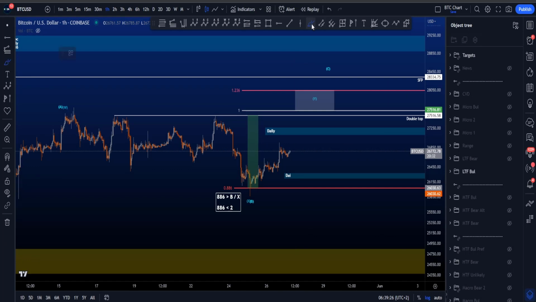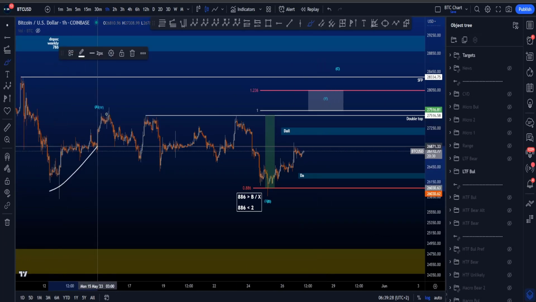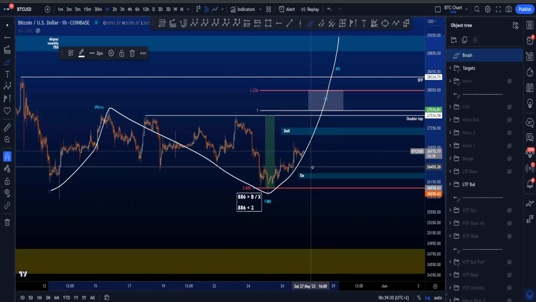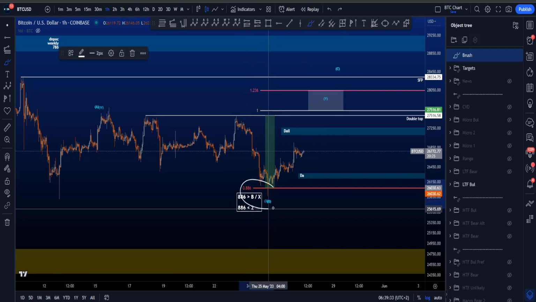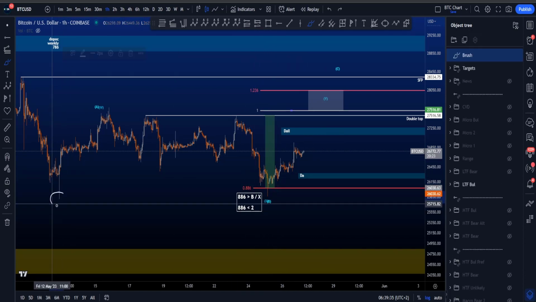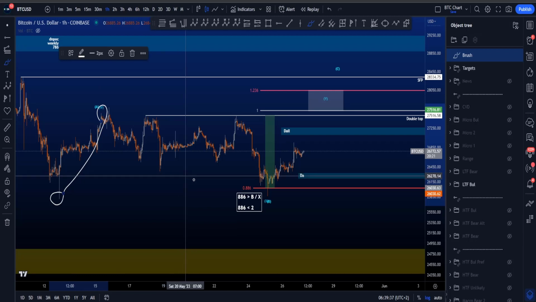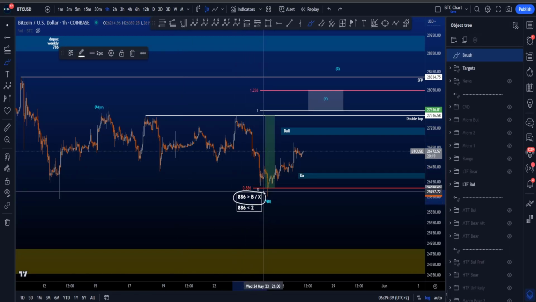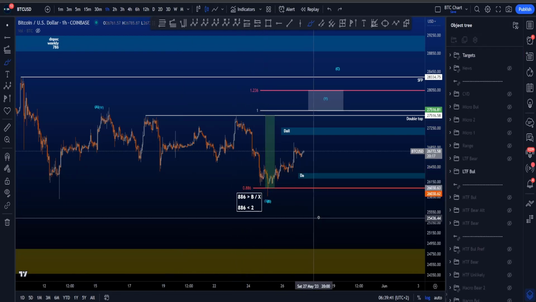The reason I don't have a potential impulsive structure in a 1, 2 and then a bigger 3 towards the upside is because price retraced all the way to the 886, taken from the low to the high of this A or W, and the 886 is more commonly a target for a B or an X than a wave 2.